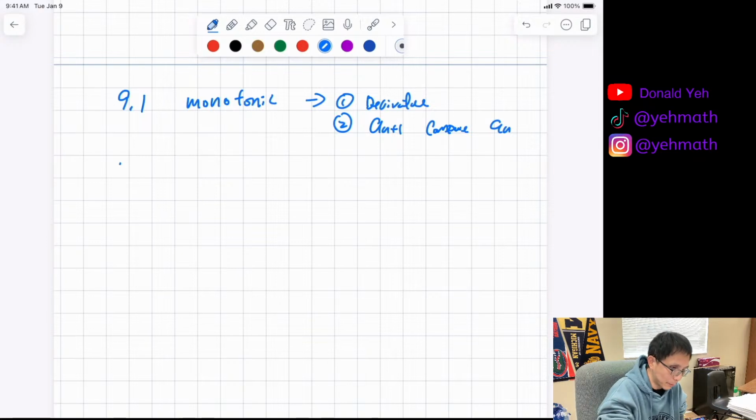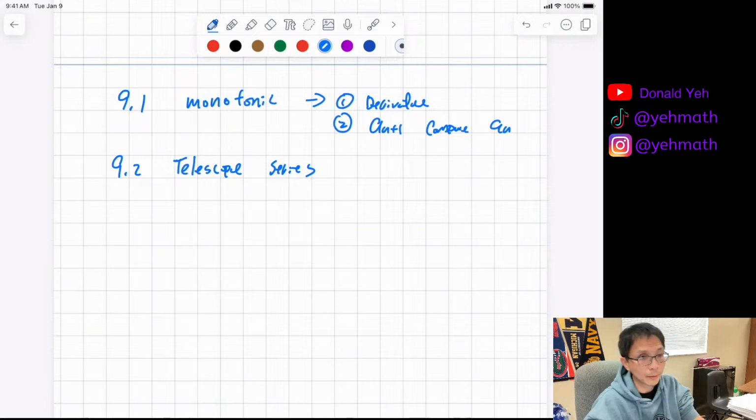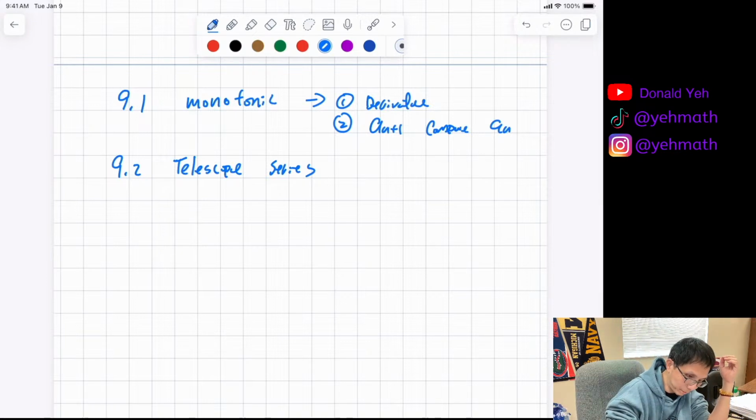So that's 9.1. In 9.2, we learn about two types of series. Which two types? Reciprocal? Telescopic? Telescoping series? What else? 9.2, I think, is geometric. You're not wrong. Geometric.